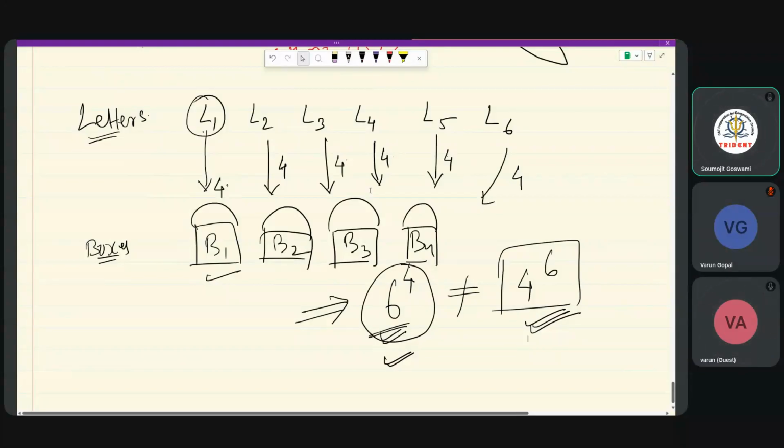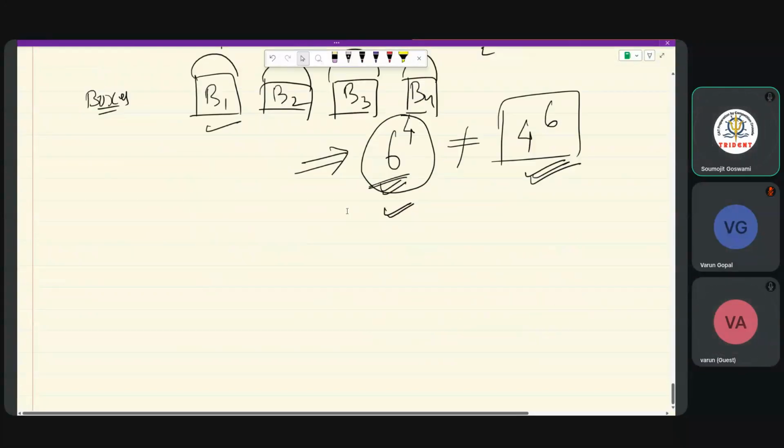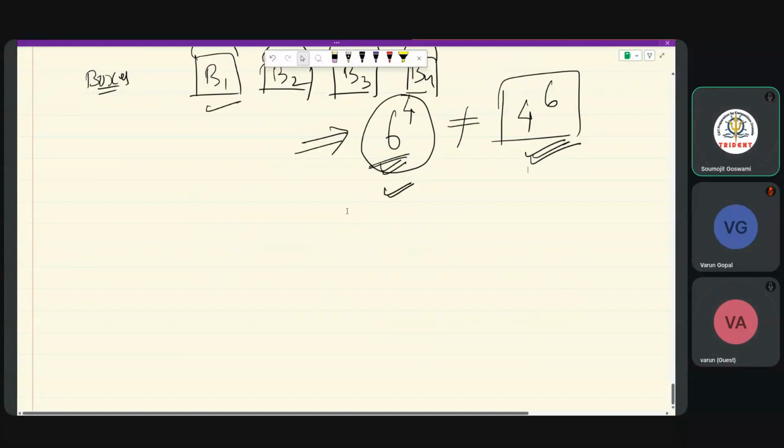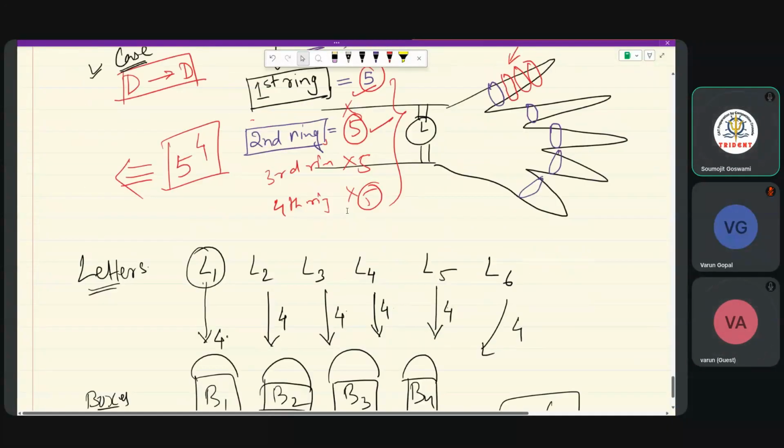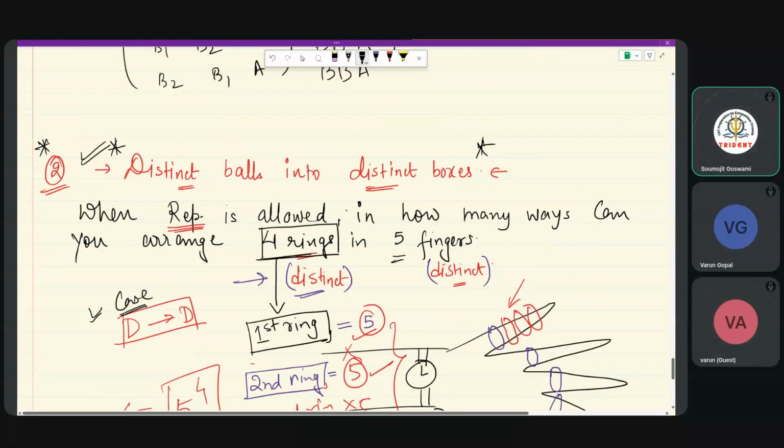So this is it for today. Tomorrow we will start, not tomorrow, I'll give you the date. The next session will be discussing circular permutations. Okay, I hope this much is clear. We will go a little bit more in depth into distinct balls, distinct boxes, and so on and so forth.